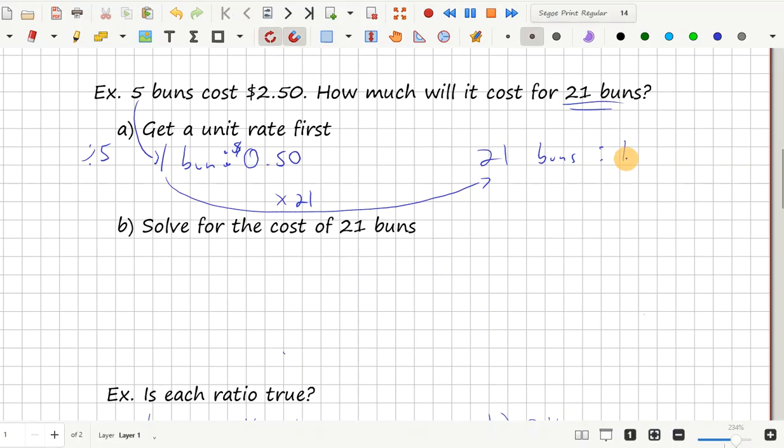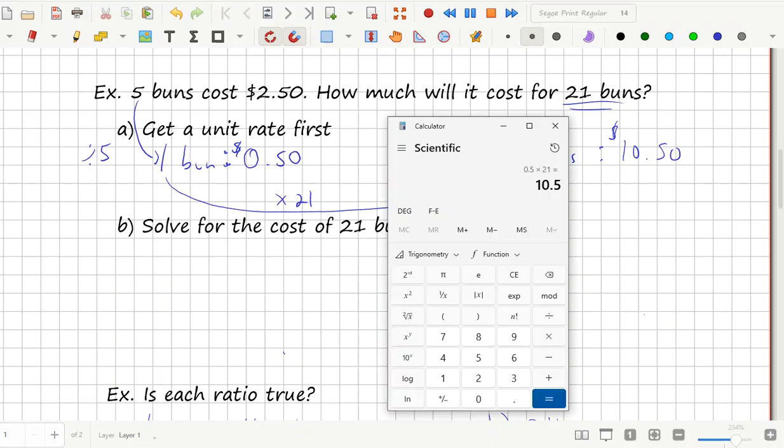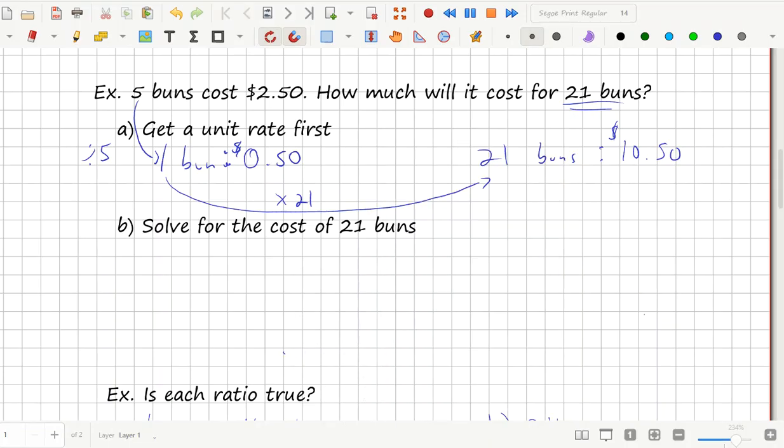So I get $10.50. Notice how the calculator doesn't write a 0 after the 5, but because we're dealing with money, it's a good idea to do that. That is the answer for part B. So we got the unit ratio right here. And then the second part of this question, for 21 buns, I have it here. So 21 buns, I multiplied both by 21 to get the full amount.